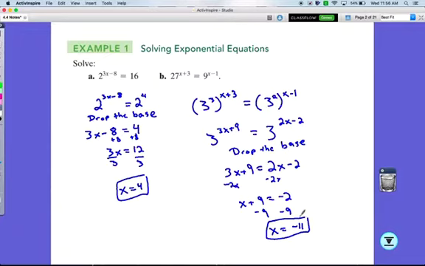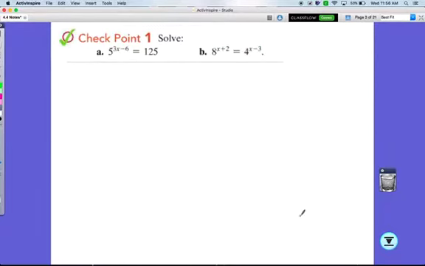Alright, see if you can do that. Remember, rewrite the bases as the same if you can. And then once you get them, you can drop the bases and set the exponents equal to each other. Pause it. Alright, here you go. Here are the answers.